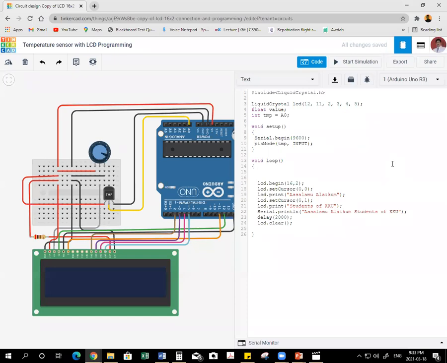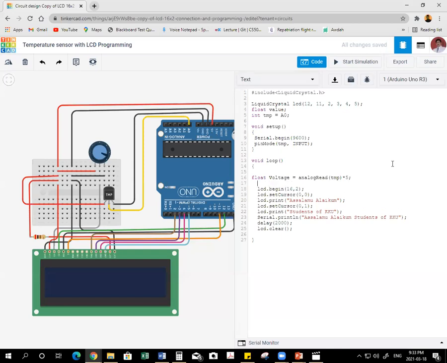So for that, I need float voltage. I'll take some variable. Anywhere you can declare the variables here. There's a good one in the programming of Arduino. analogRead, TMP, temperature I am reading, no problem. It should be multiplied by 5. I'll explain why, no problem.